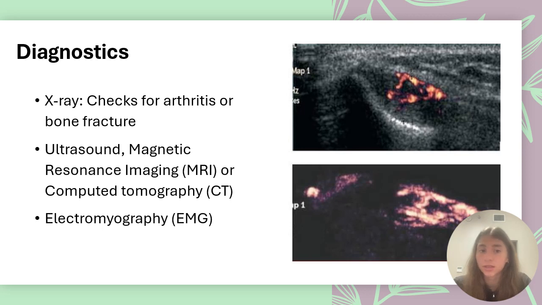Diagnosis requires a physical examination to assess the elbow for pain, swelling, and stiffness. The following tests are needed to confirm the diagnosis: X-rays check for arthritis or broken bones, other diagnostic tests such as ultrasound, magnetic resonance imaging, MRI, or computed tomography, CT, check for muscle or tendon damage. EMG measures the electrical transmission of nerve cells and muscle function to see if a nerve is compressed.